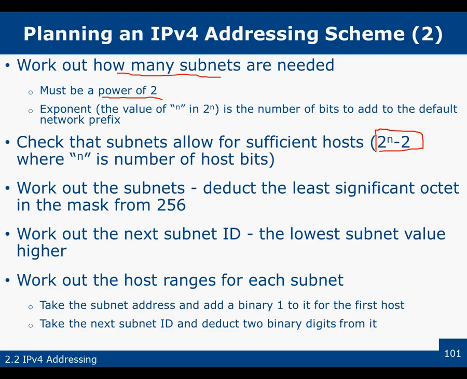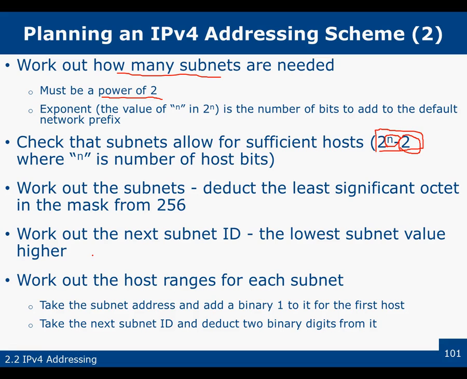How many bits are in the host? The n is the number of bits in the host portion of the address, where the subnet mask is all zeros, minus 2, and the minus 2 is the broadcast address and the network address, the one where it's all zeros and all ones. We can't use those. Work out the subnets and deduct the least significant octet in the mask from 256 when we do those things. The lowest subnet value or higher.